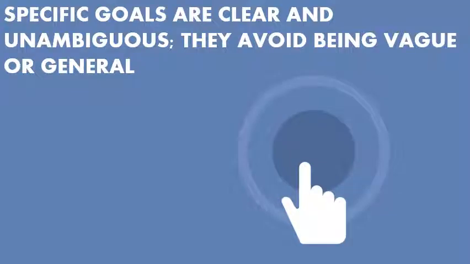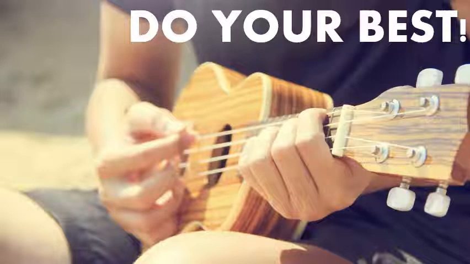Specific goals are clear and unambiguous. They avoid being vague or general. One of the most common goals we give people is just do your best, try harder, do better. And that's one of the least effective goals that you can give to someone or give to yourself. I play ukulele. Sometimes I'll be playing a song and I'll play it wrong, and I'll get to the end of the song and I'm like, okay, you played it wrong. How about next time you do your best, you play it right. Just try playing it right this time.